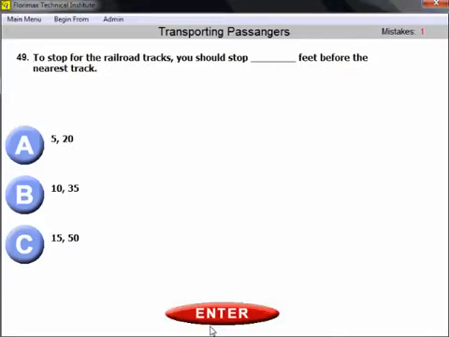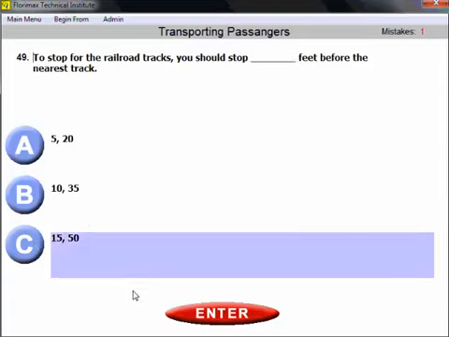Question number 49. To stop for the railroad tracks, you should stop while within how many feet before the nearest track, and it shouldn't be a problem for us. 15 to 50, the same as always. We answer to this railroad question, 15 to 50.